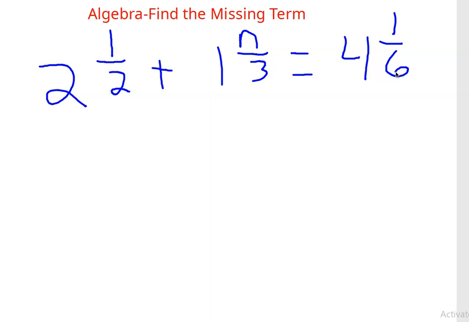All right, so what you should have done is you need to subtract. You have 4 and 1/6, so you're going to do 4 and 1/6. You're missing the term in the middle, so you'll subtract minus 2.5.